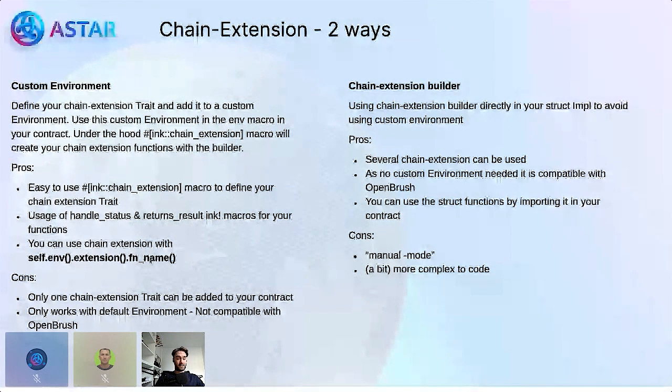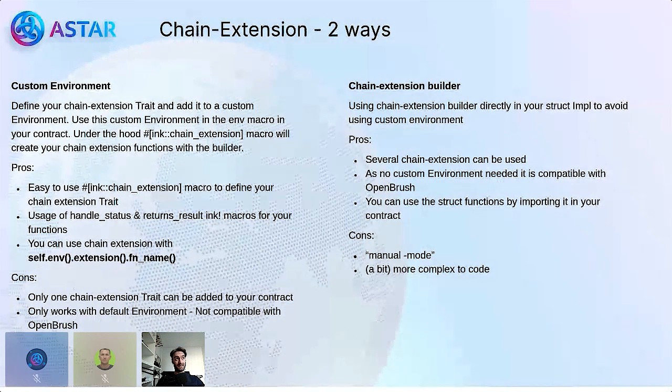There are some cons to it. The first one is that only one chain extension trait can be added to your contract, as your contract can only have one environment. And as you will create a custom environment to add this chain extension trait to it, you can only use one. So for example, if you have one for dApp staking and one for pallet assets, you cannot use both. Also, it only works with a custom environment, so it's not compatible with a library like OpenBrush that uses its own environment.